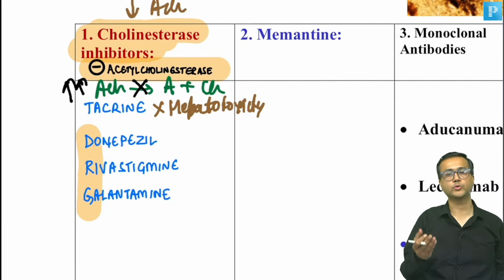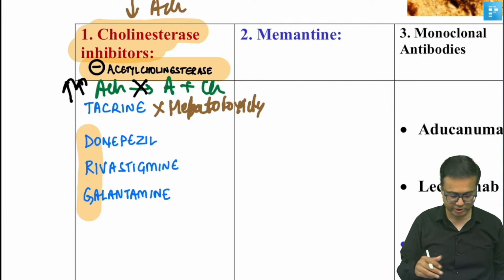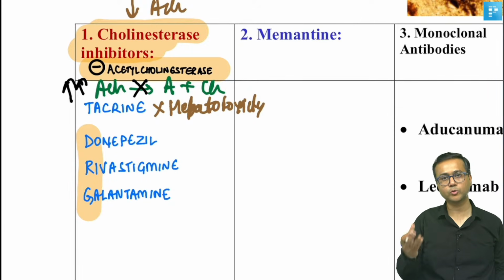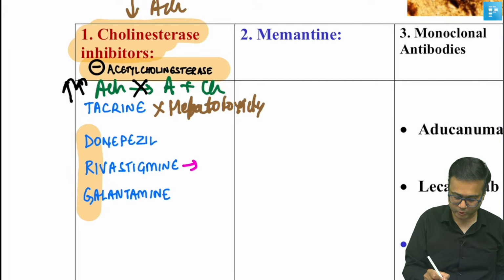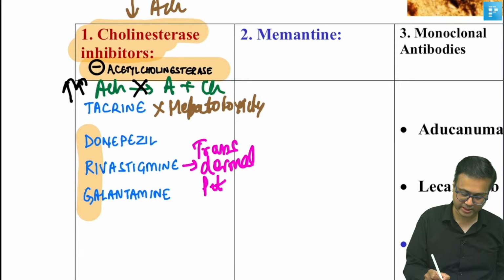Which of these drugs would you use? Can you tell me any of these drugs which is also given through a route other than the oral route? Please remember, rivastigmine can also be given through the transdermal route. Very good. It is available as a transdermal patch.